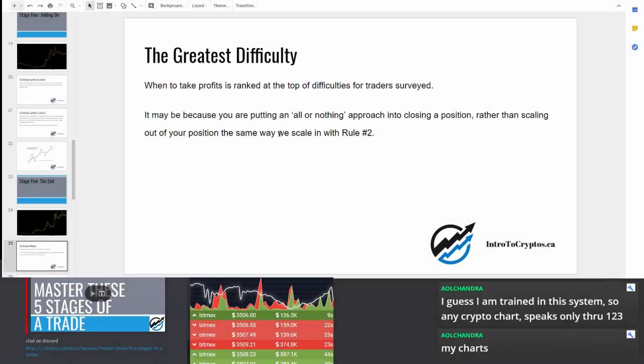So this is the greatest difficulty. When to take profits is ranked at the top for the difficulties for the traders that I've surveyed, people who have taken the course, people who I've talked to. This is what they say is the worst, when to take profits. Everybody loves their cryptocurrencies. How do you ever let go of them?